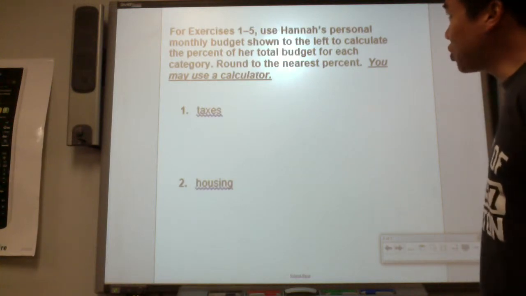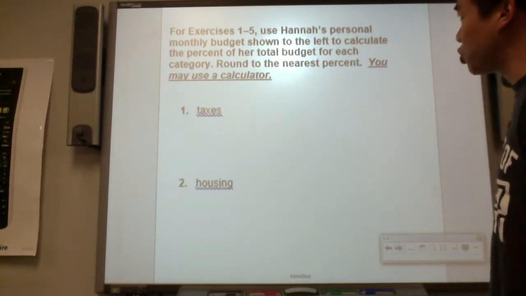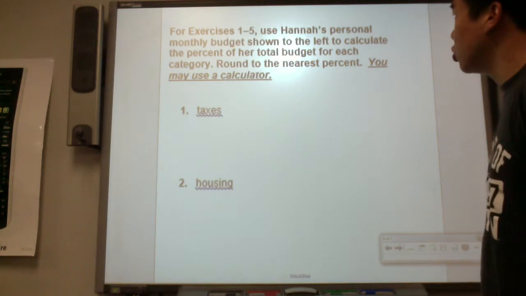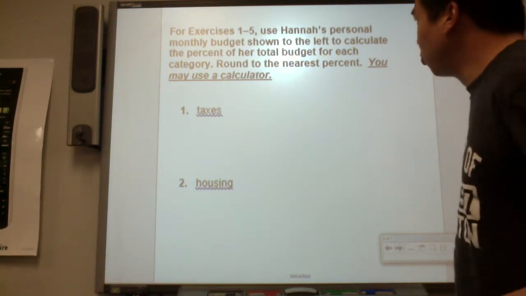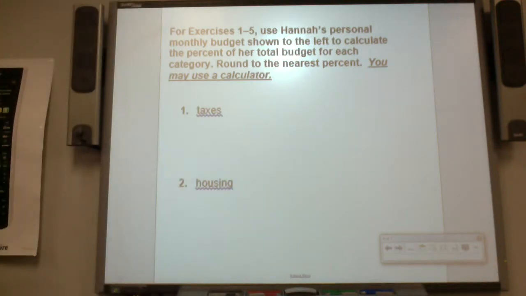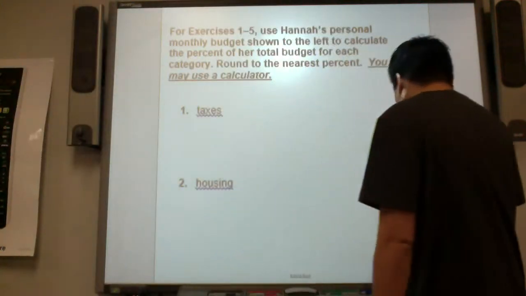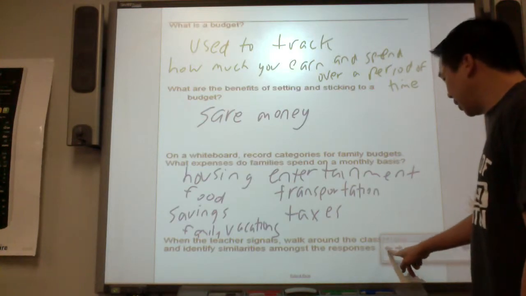So for exercises 1 through 5, use Hannah's personal budget, that's in the first slide, shown to the left, to calculate the percent of her total budget. Round to the nearest percent, you may use a calculator. So instead of guessing now, we are actually going to be using a calculator. So let's look at this.